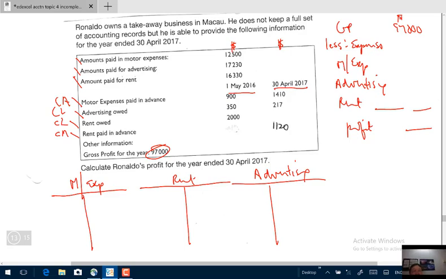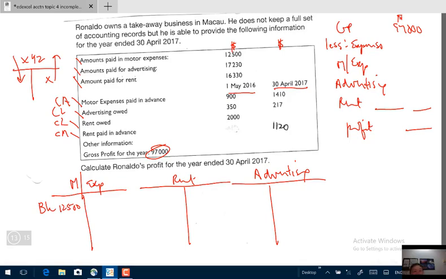Okay, let's go. Amount paid in motor expenses. Remember what I told you, the golden rule: any account that receives value, you debit; any account that gives up value, you credit. So for the amount paid in motor expenses, we will credit the bank and debit motor expenses. So 12,500, let's say it is from the bank. And so this is taken care of.